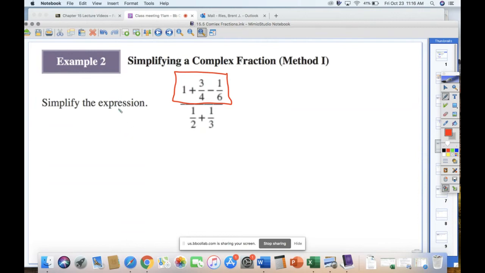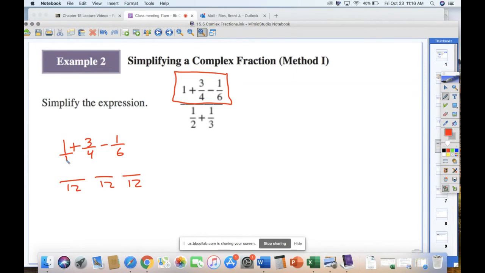We have all the skills to take 1 plus 3 fourths minus 1 sixth. I'm going to make 1 a fraction by putting it over 1: 1 over 1 plus 3 fourths minus 1 sixth. I know the rule for adding or subtracting fractions is I better have a common denominator. So I inspect, what's the common denominator between 1, 4, and 6? I'm going to use 12. 4 goes into 12, 6 goes into 12, 1 obviously goes into 12.